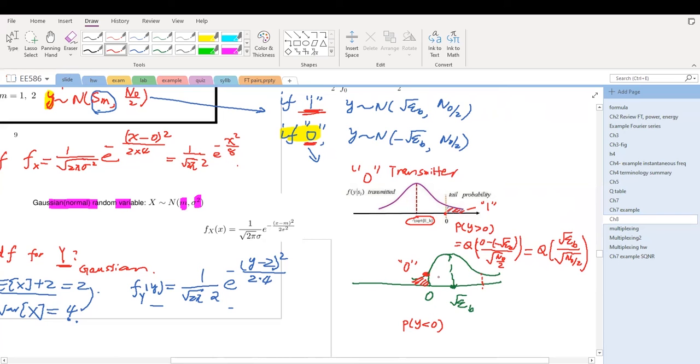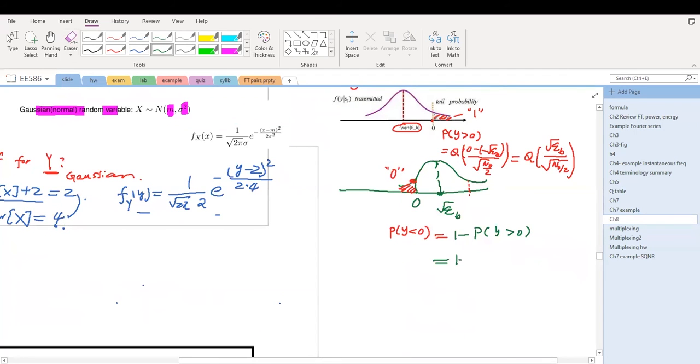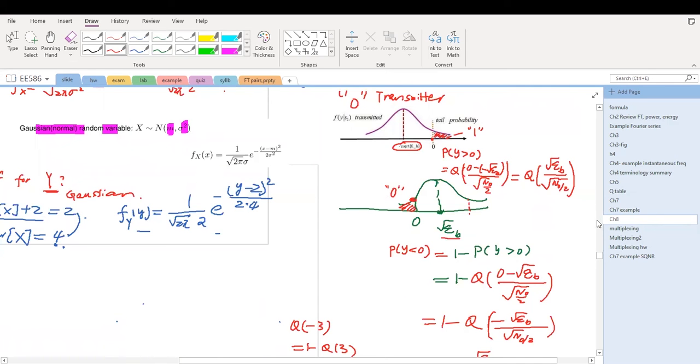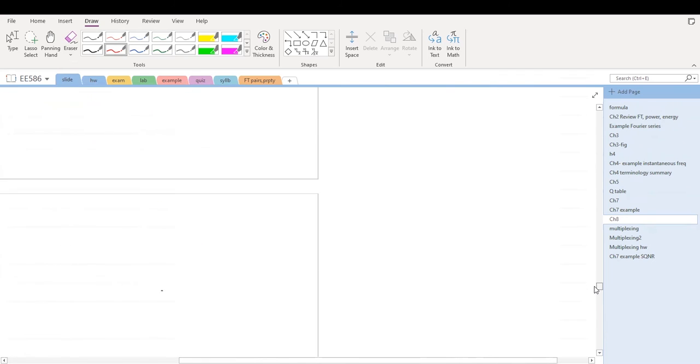What is this probability when 1 is transmitted? That equals 1 minus the probability of y greater than 0. And the probability y greater than 0, I can use the Q function here. It equals Q of 0 minus the mean, which in this case is square root EB, and the variance is N naught divided by 2. This is 1 minus Q of minus square root EB over square root N naught divided by 2. And we know this equals 1 minus, so we take this out, this is the same tail probability as when 0 is transmitted. So now I summarize the error probability.